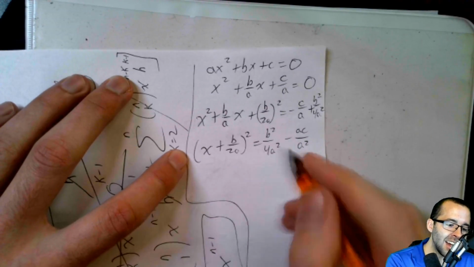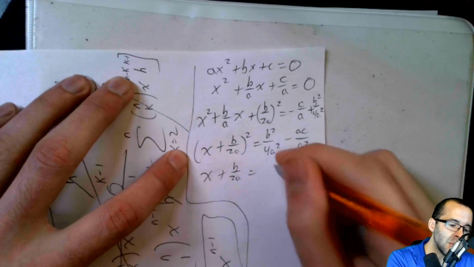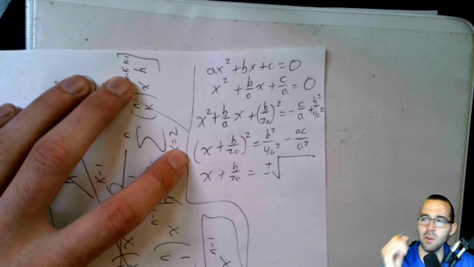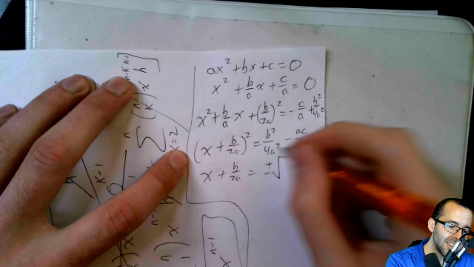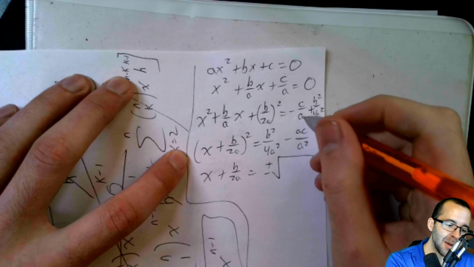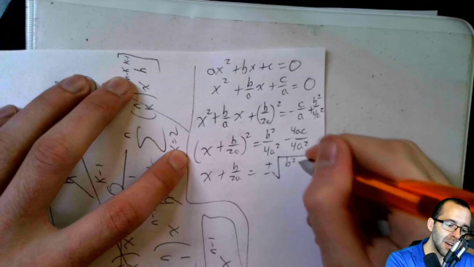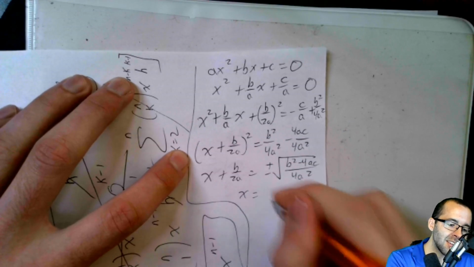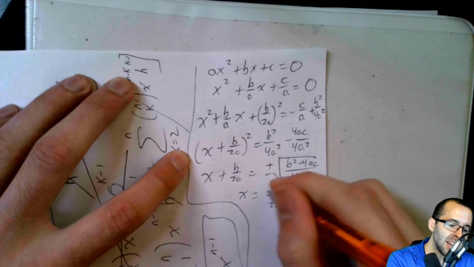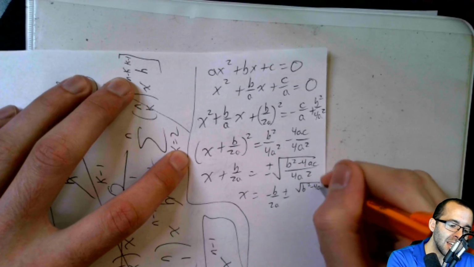Okay. And now we have to square root both sides. x plus b over 2a equals plus or minus. Remember, when you square root both sides, you need the plus or minus. Combine, oh, crap. We didn't need to multiply by a. We need to multiply by 4a. b squared minus 4ac over 4a squared. Subtract the b over 2a over. You get negative b over 2a plus or minus the square root of b squared minus 4ac.